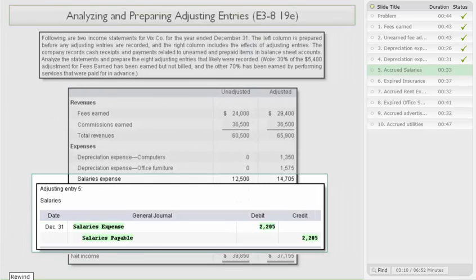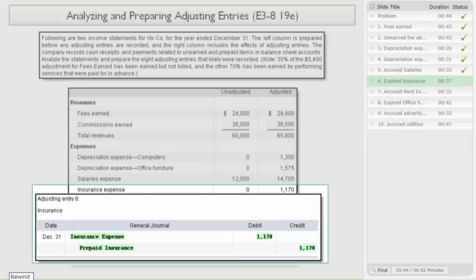The fifth entry relates to salaries expense, and we're just moving right on down the unadjusted and adjusted income statement to figure out what the next entry was. And we see we had an increase in salaries expense of $2,205. And what that is most likely the result of is salaries earned that won't be paid until the next accounting period. So we debit salaries expense and we credit salaries payable.